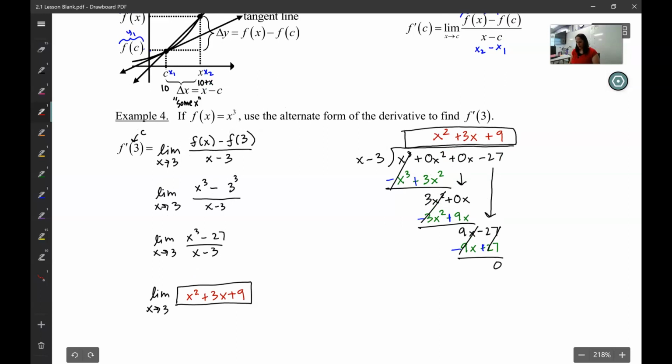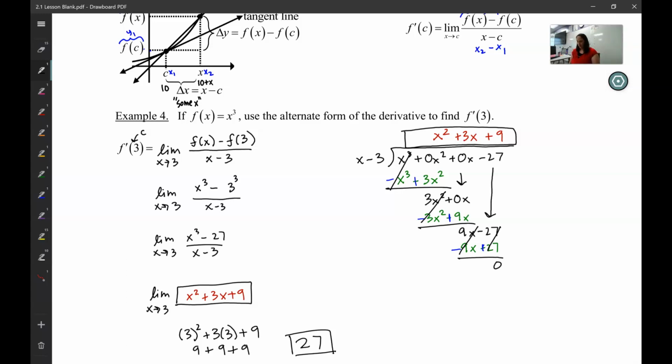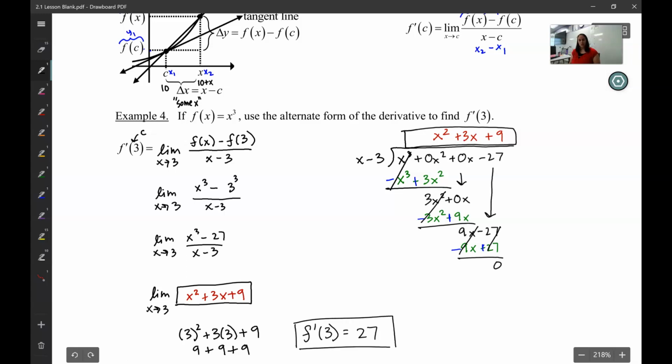So now I just want to do the limit as x goes to 3 of this. Remember from last chapter, first thing we always do is just plug the limit in, see if it works, and go from there. So 3 squared is 9. 3 times 3 is 9, plus 9. So then I get 27. So f prime of 3, here let's write it out all official-like, would be 27. So that's saying at x equals 3, the slope is 27.